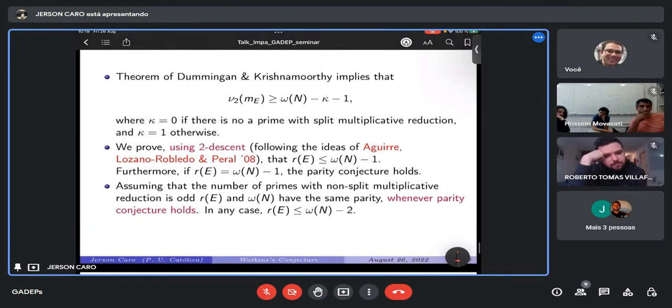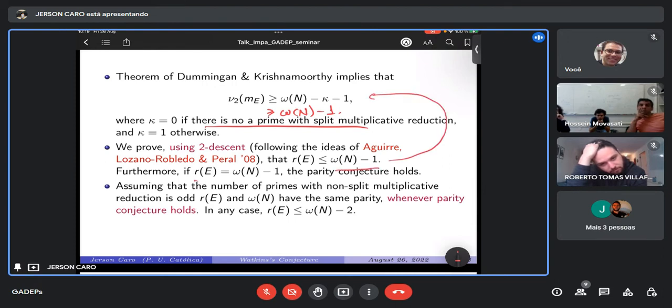Okay. So the first thing that you can see is that when there are no primes with split multiplicative reduction, this bound is omega of N minus 1. But the rank is less than or equal to omega of N minus 1. So if that happens, Watkins conjecture holds.